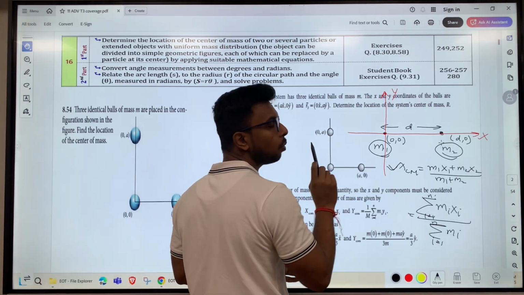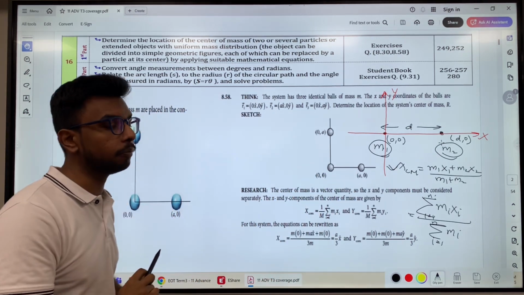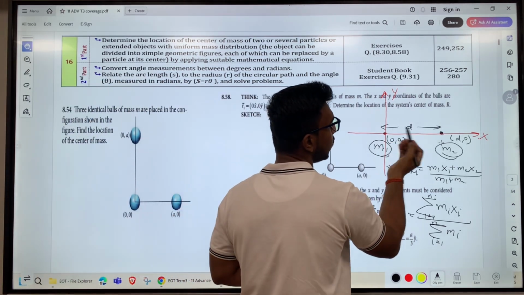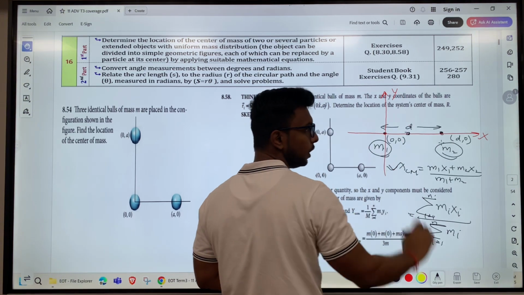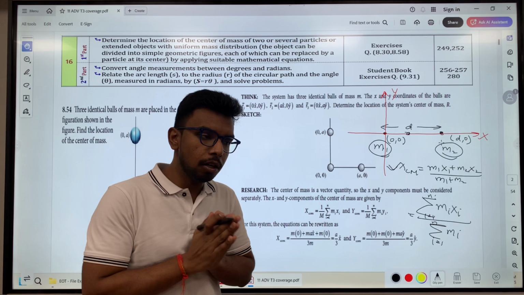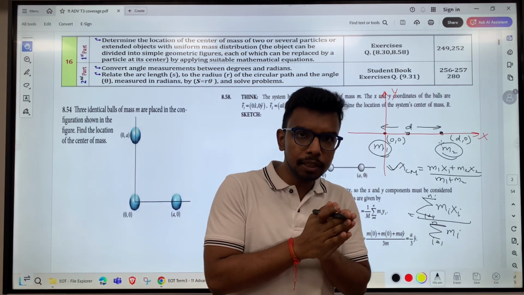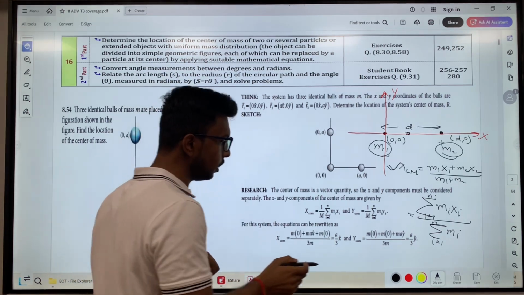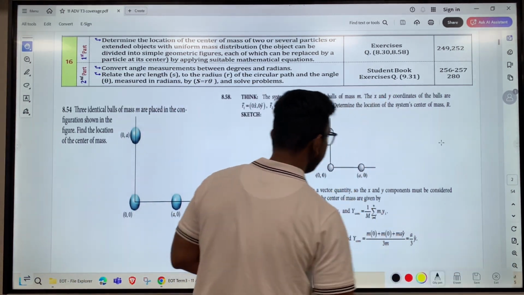Similarly, I can find the y coordinate of the center of mass. And once I have both x and y, I can locate wherever the center of mass is going to be. We have discussed this multiple times in the class as well, that logically the center of mass resides closer to the heavier mass. So let's go through the question if there is any.